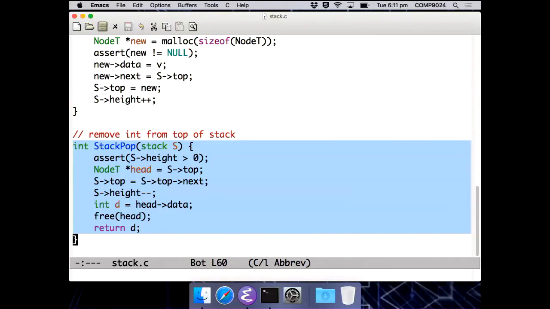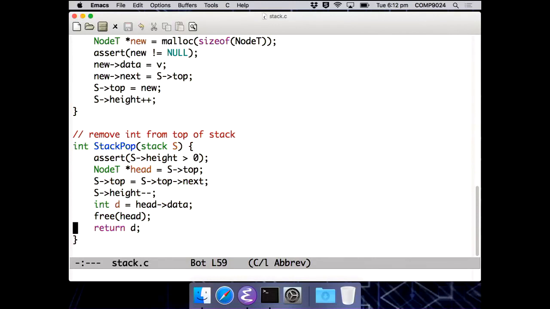The height is decreased, and the top of the stack is now the successor in the linked list of the previous top. This is why we have S arrow top is S arrow top next, the next element in that linked list. And popping should return the actual data, the value that was on top of the stack, which is what this return D here does, where D is the head's data.